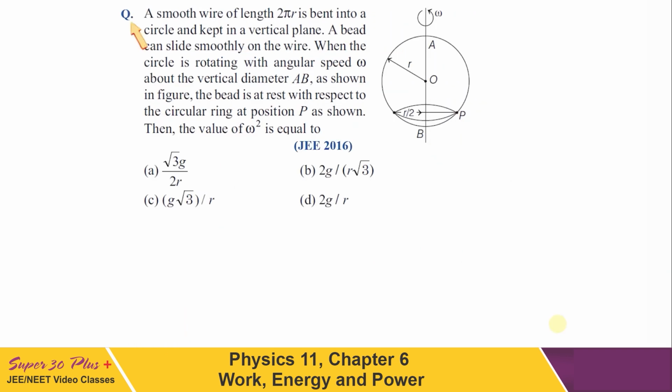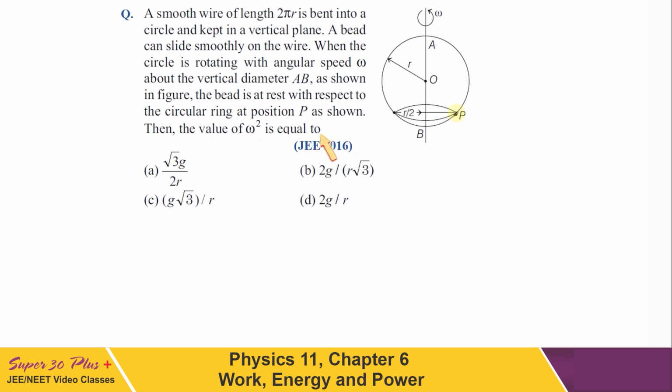Now the next question: a smooth wire of length 2 pi r is bent into a circle and kept in a vertical plane. A bead can slide smoothly on the wire. When the circle is rotating with angular speed omega about the vertical diameter AB, as shown here, the bead is at rest with respect to the circular ring at position P as shown. Then the value of omega square is equal to.